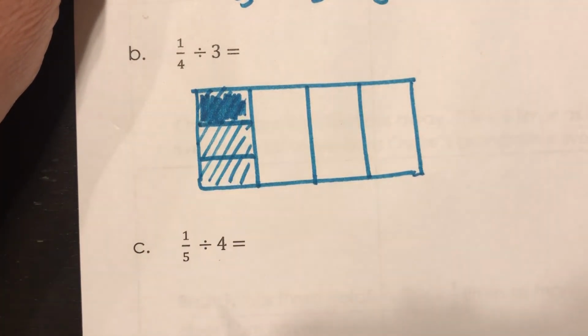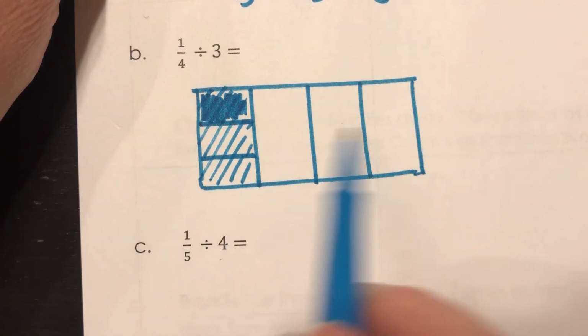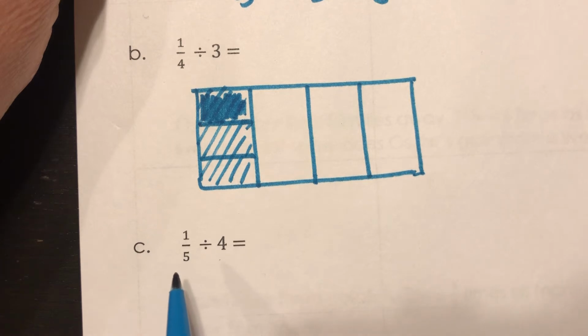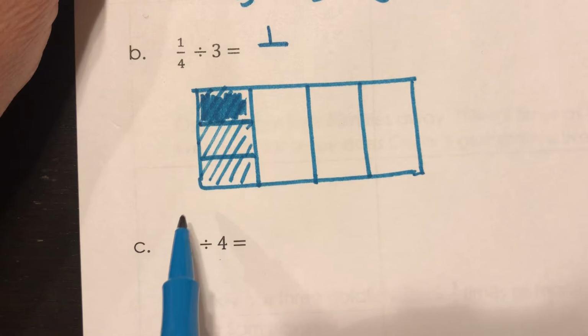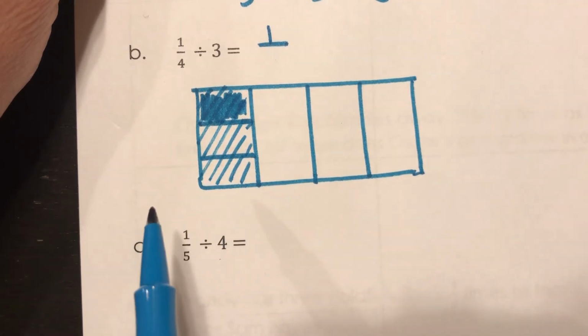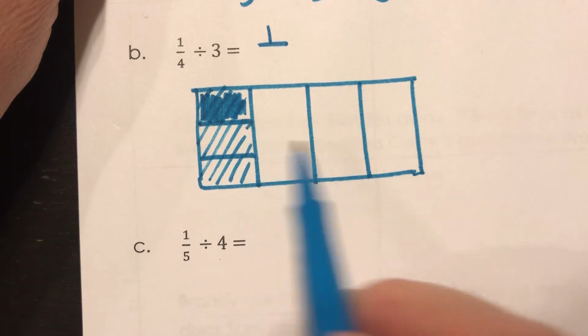1 chunk here, right? But I can't say my answer is 1/3 because the whole is not broken up into 3 equal pieces. I know my numerator is going to be 1 because each person's going to get 1 little piece, but 1 what? So we have to see, okay, how can I make all these pieces the same?